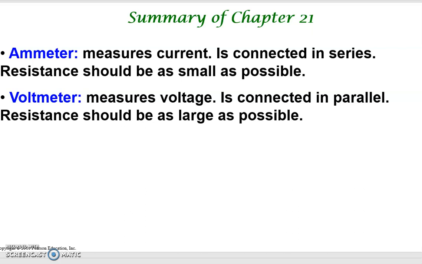So when we build the circuit, we know that in order to measure the current and the voltage across the resistor, we have to use the ammeter and voltmeter. However, the instrument you use should not disrupt the measurement itself. Therefore, the resistance of the ammeter should be as small as it could be, but the resistance of the voltmeter should be as large as possible.